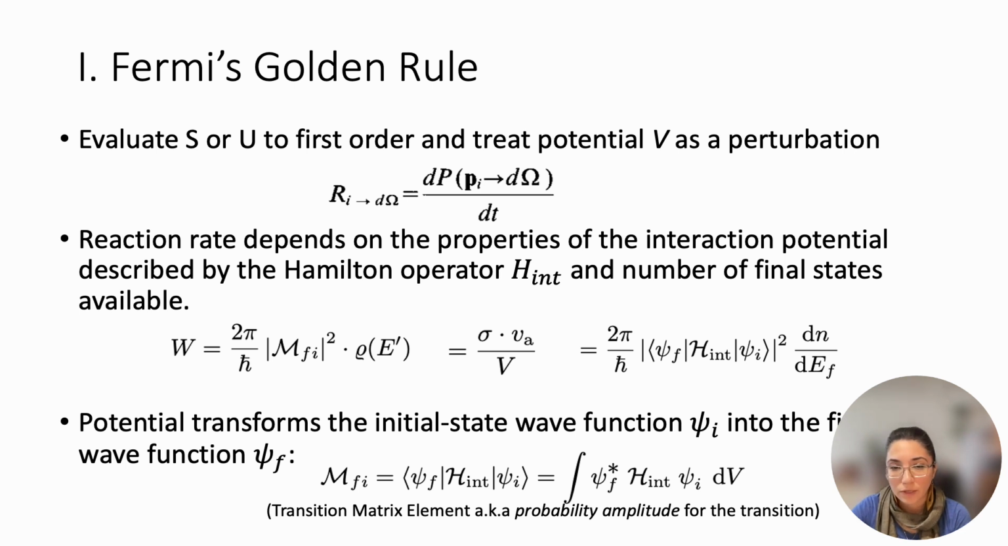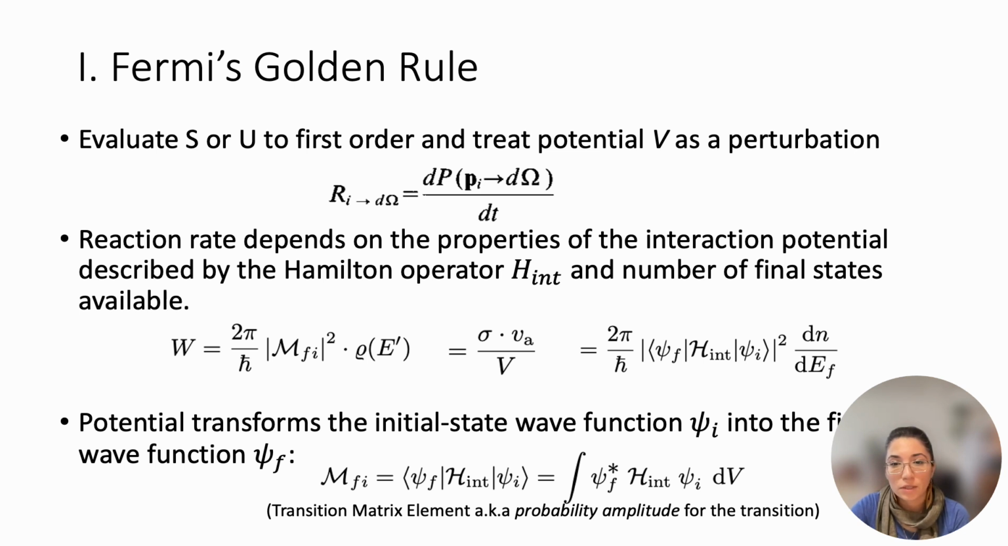And so if we evaluate the S matrix of the U propagator to first order, treating the potential as a perturbation, the central potential being the target, the problem reduces then to the use of Fermi's golden rule, which tells us that the transition rate is just the rate of flow of probability into the opening angle d omega, described here in this formula.